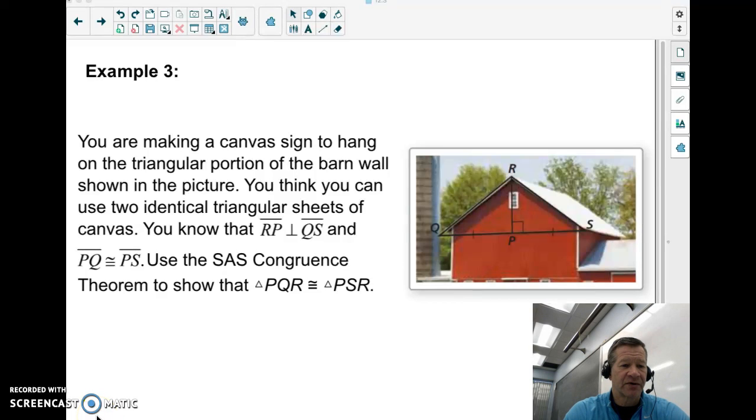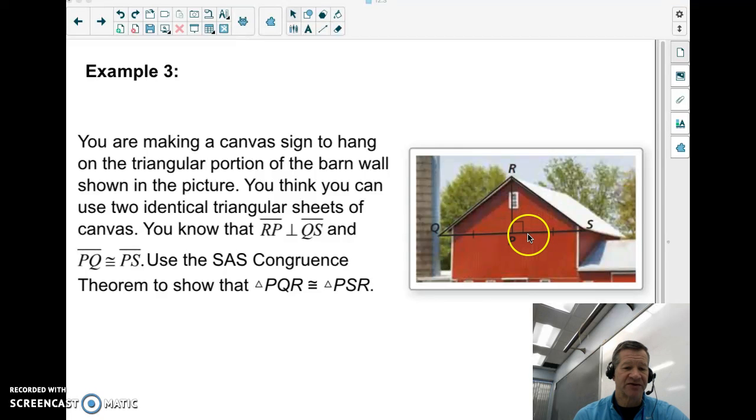Almost done. Example 3 of section 12.3. You're making a canvas sign to hang on the triangular portion of the barn wall shown in the picture. So we want to hang a triangular canvas right here. We think we can use two identical sheets, so one here and one here, of canvas.